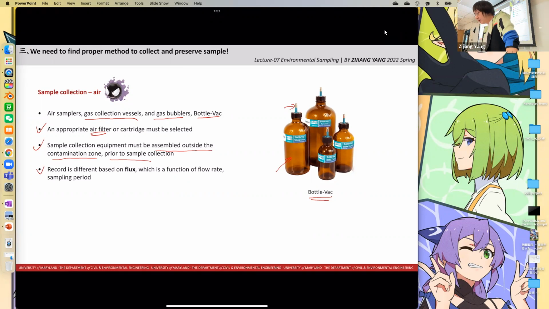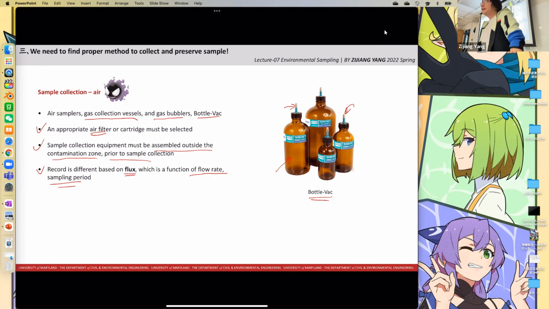And the records are usually different when we have different characteristics or parameters for air sampling, which is flux. We know flux is a function of the flow rate of the air getting into the sampler, and it is also related to the sampling period.